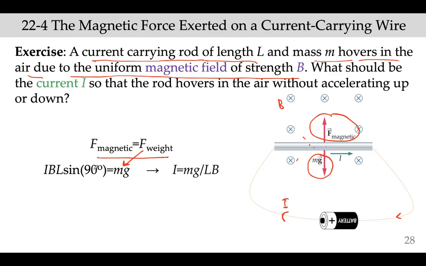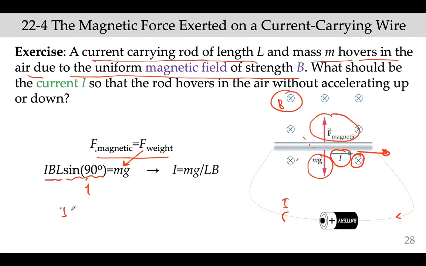Weight is mg, and the magnetic force on the wire, in this case this rod, occurs when there's a current and the magnetic field. So we write the formula that we learned, IBL sine theta. Now what is the angle between this current and the magnetic field? Well, current is to the right. Magnetic field is into the page. So the angle between them is 90 degrees, which gives you sine equals 1.